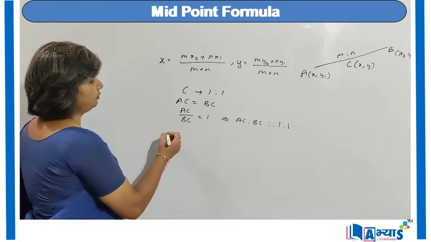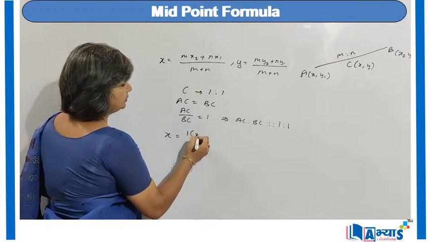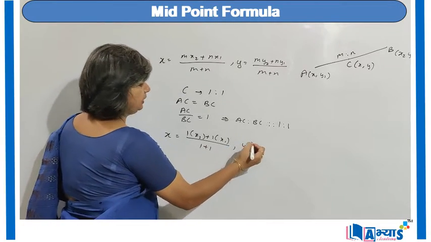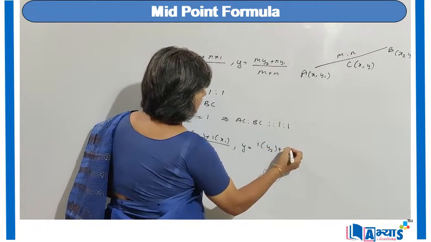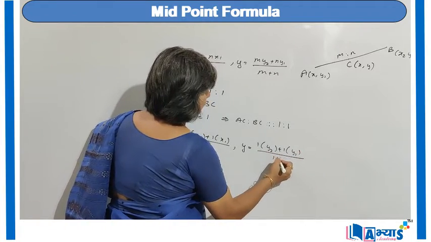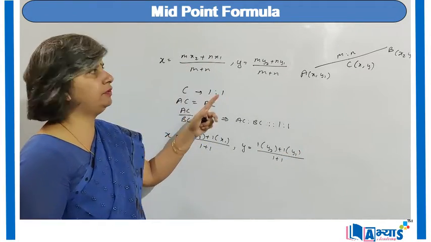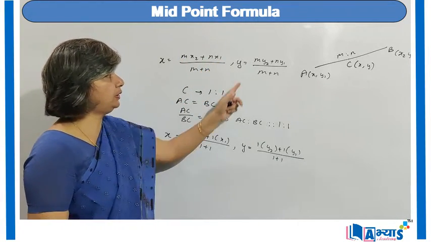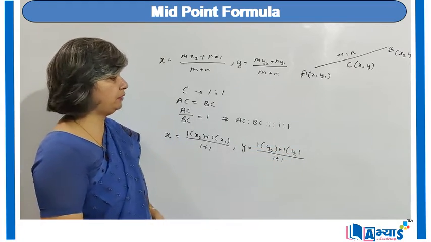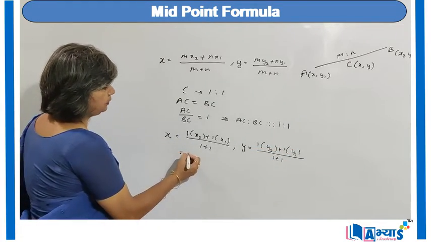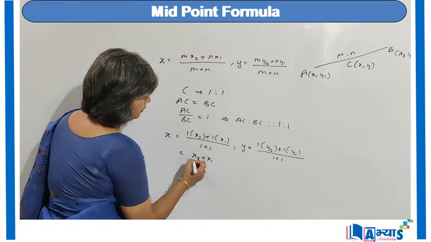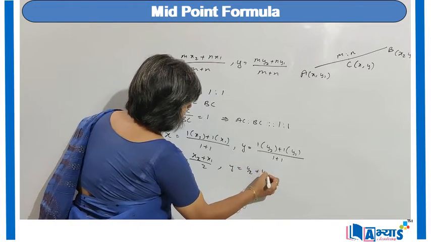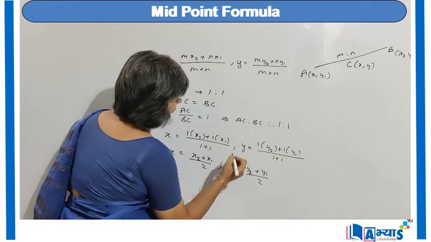and the formula will become x equals 1 into x2 plus 1 into x1 upon 1 plus 1. Similarly, y will be equal to 1 into y2 plus 1 into y1 upon 1 plus 1. That means we have replaced m and n with 1. So x will be equal to x2 plus x1 upon 2, and y will be equal to y2 plus y1 upon 2. So this is the formula for the midpoint.